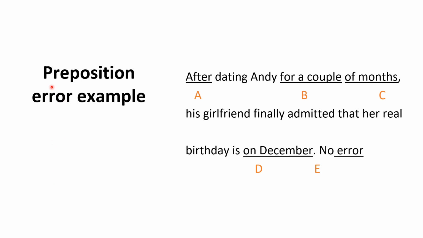Now, what about this? You have here a clue. The error is preposition. This is a preposition. This is a preposition. This is a preposition. Now, you have to carefully look at each one and see if there is something amiss. After dating Andy for a couple of months, his girlfriend finally admitted that her real birthday is on December. I hope that you were able to recall the rule in terms of using at, in, and on in sentences.